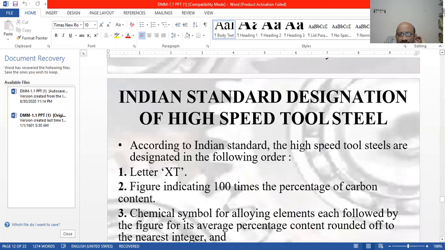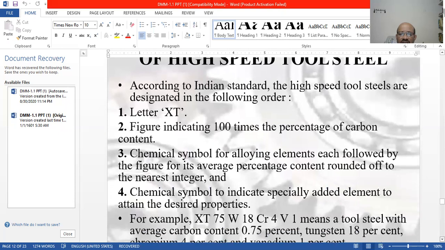So, the Indian standard designation of high-speed tool steel: according to the Indian standard, high-speed tool steels are designated in the following way. We designate it with capital XT, and a figure indicating 100 times the carbon content percentage, and the chemical symbols for alloying elements, each followed by the figure for its average percentage content rounded off to the nearest integer.